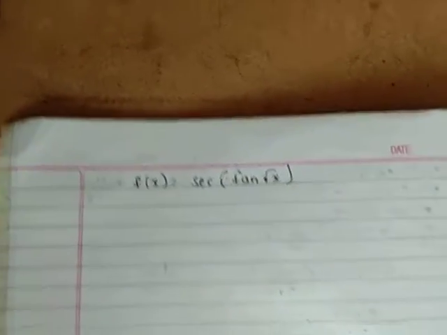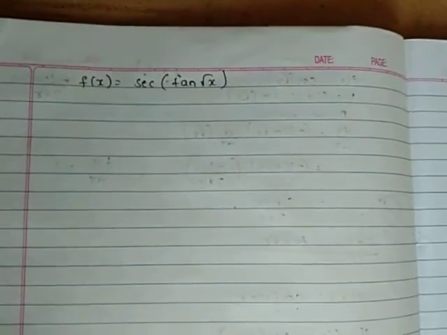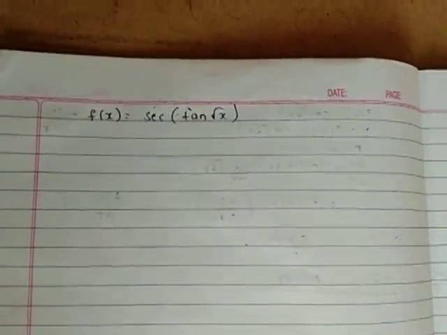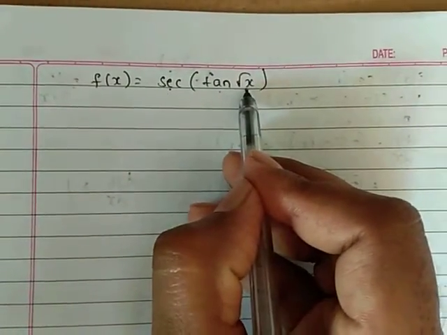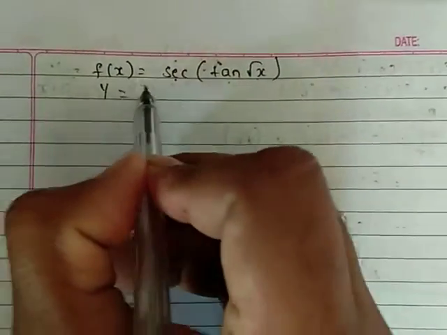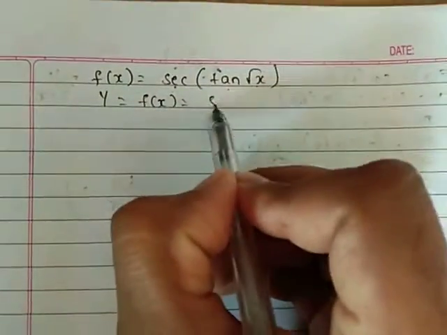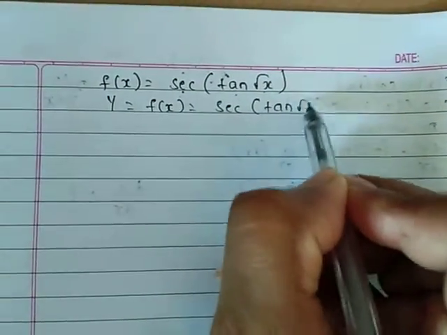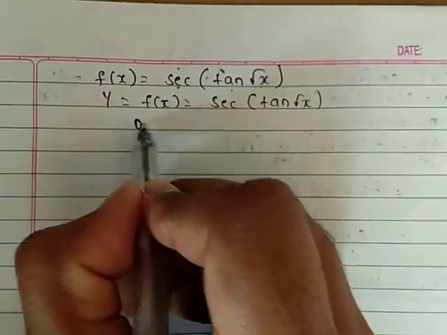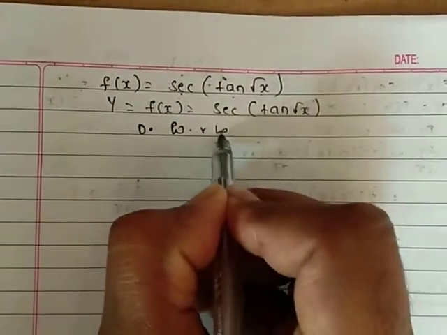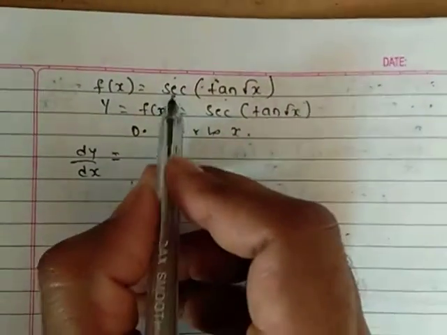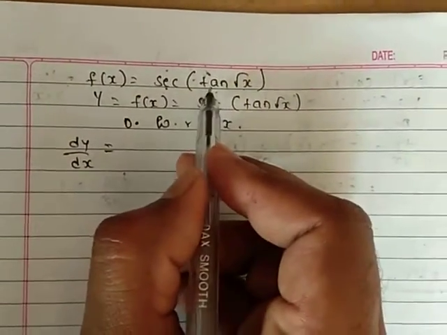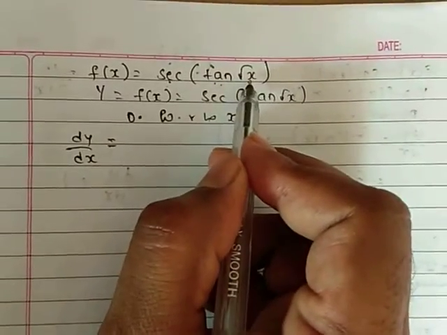So next problem is f of x is equal to secant of tan of root x. Observe here, first we need to differentiate secant, second we need to differentiate tan, third we need to differentiate root x. So first we assign y is equal to f of x is equal to secant tan root x. So differentiate with respect to x. So dy by dx is equal to, observe carefully, first secant, second tan, third root x.